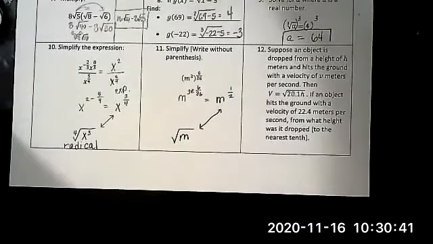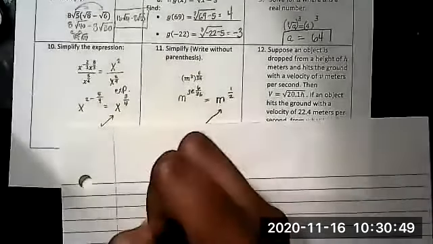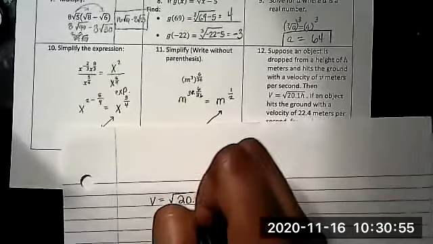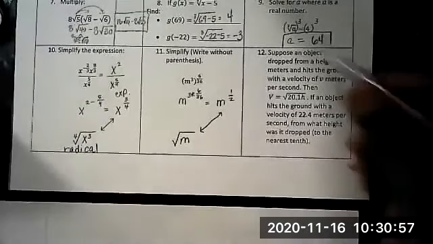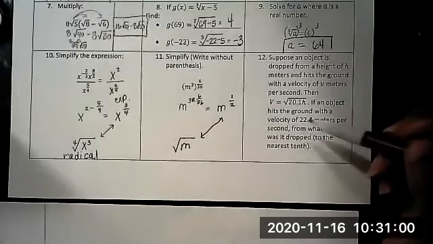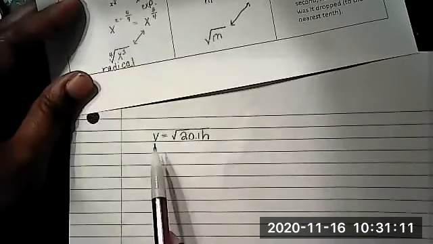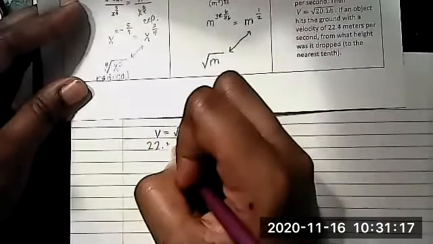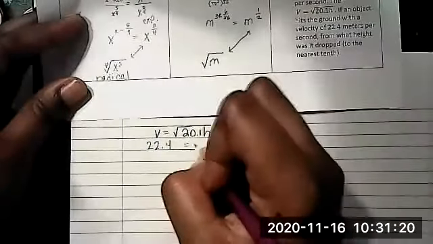All right, so suppose that an object is dropped from a height of h meters and hits the ground with a velocity of v meters per second. Then v equals the square root of 20.1h. I do want to write that down. If an object hits the ground with a velocity of 22.4 meters per second. So basically, this is the formula that they give you. They're not giving you the height, they're giving you the velocity. And they said the velocity is 22.4. Everything else stays the same.